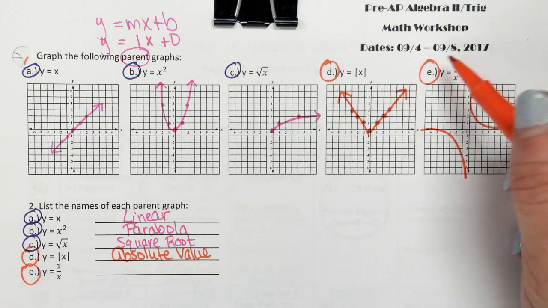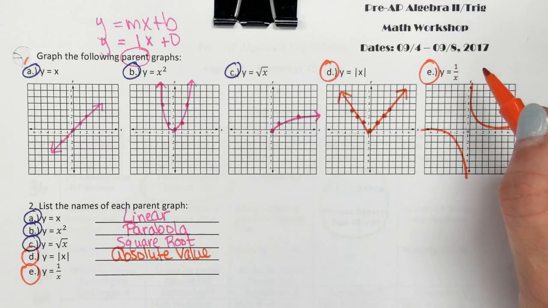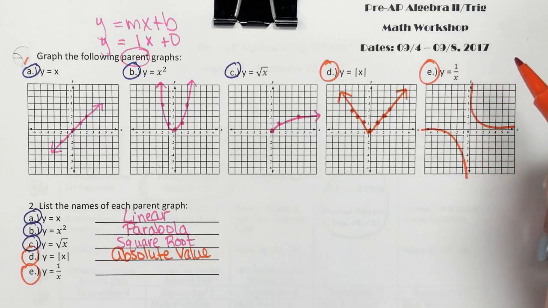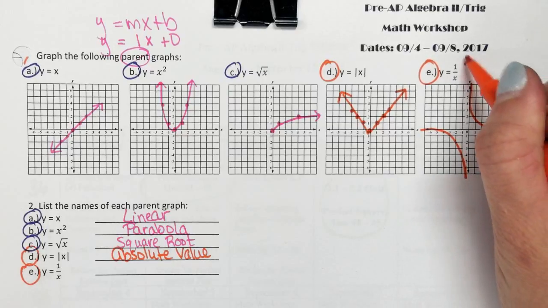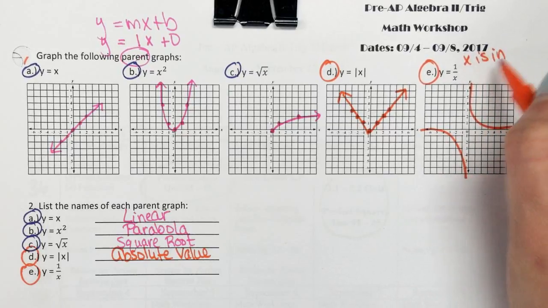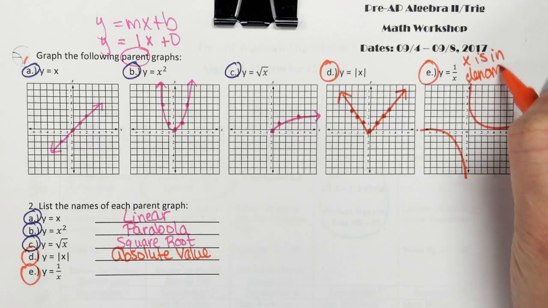What do you notice about the equation? Y equals 1 over x. It's a fraction. First thing's 1 over x, right? And what else do you notice about the fraction? X is in the denominator. You got a test tomorrow, and one of the very first rules about linear equations was that x could not be in the denominator, right? Okay, so here we go. So we have x in the denominator.